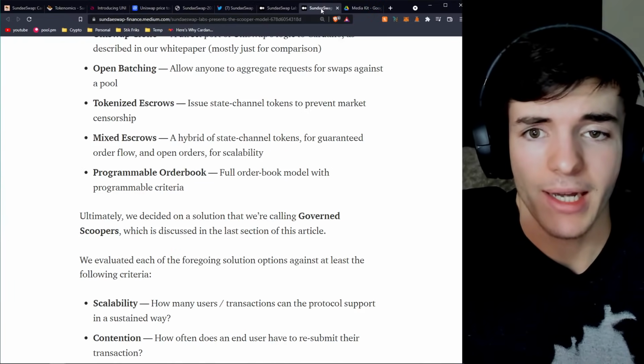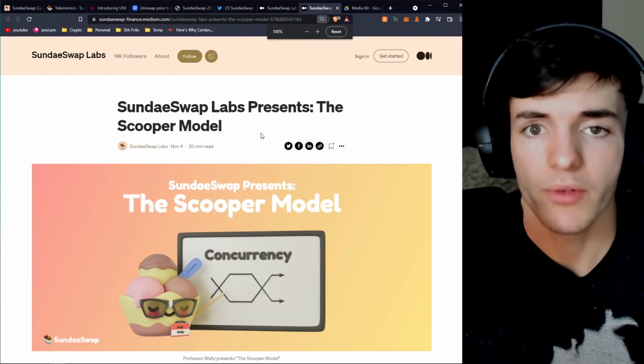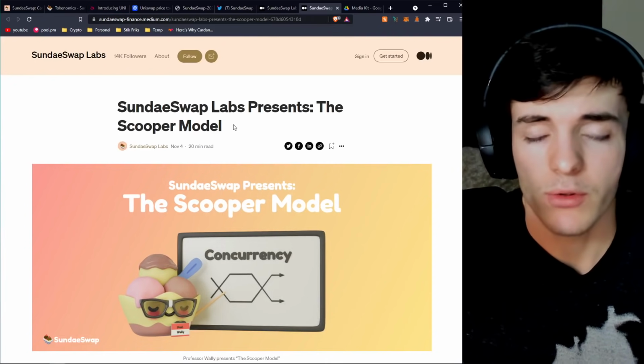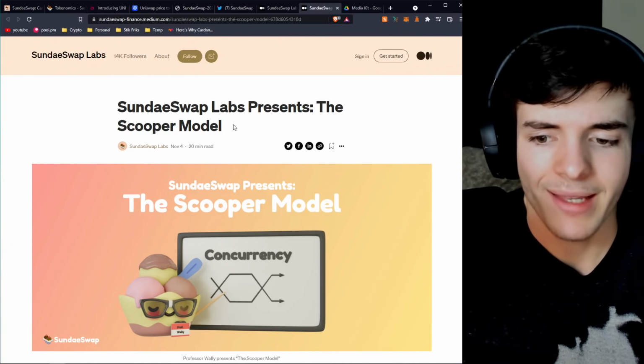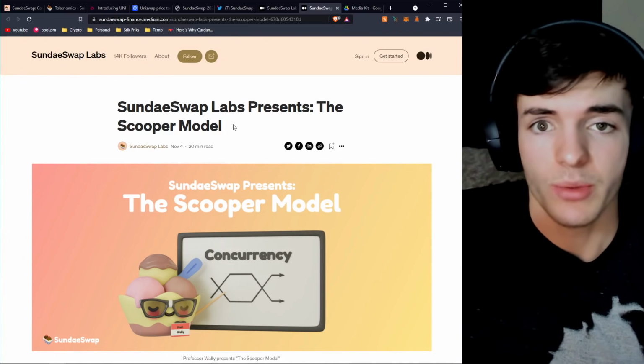But taking a look at their concurrency solution, you can see it's a long read. We're not going to go over it all today, but they did present their own model, which was a pretty darn good model. And overall, I think they have the competency to actually make this happen and do it in a very good way.